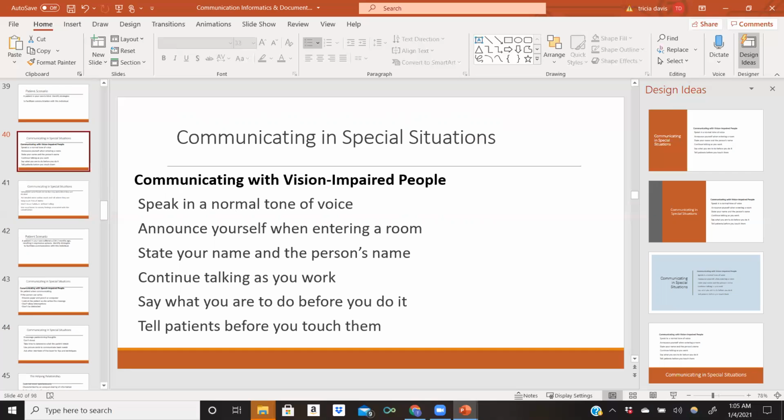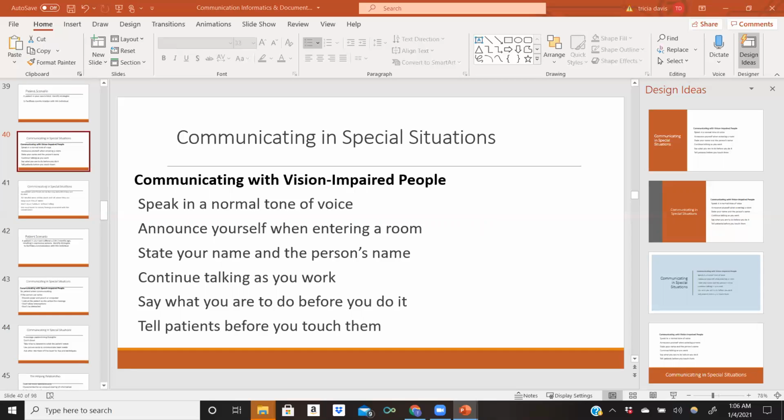When you're communicating with vision impaired people, you want to speak in a normal tone of voice. Again, they're blind or they're vision impaired. They're not deaf. So we want to speak to them normally. You want to make sure that you announce yourself when you're entering a room, because they can startle easy. They don't see you coming, so you might catch them off guard. You want to state your name and the person's name that you're talking to when you come in.